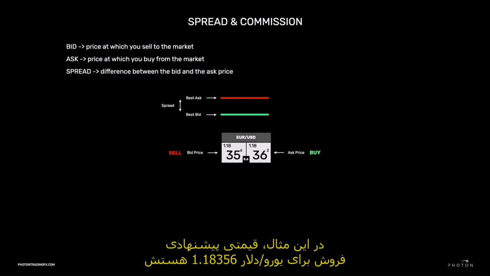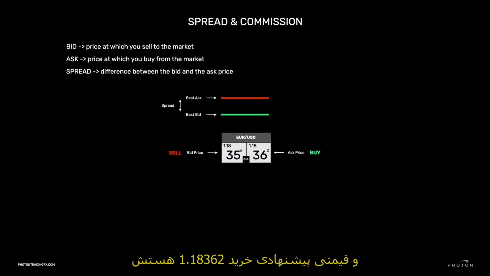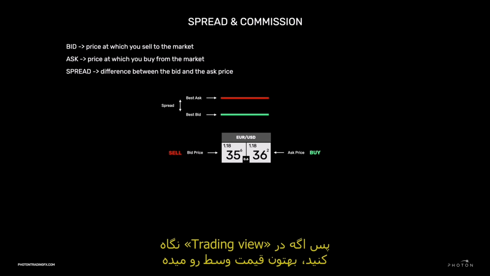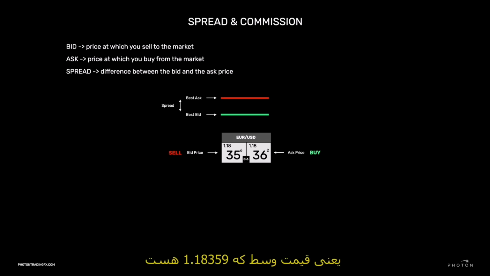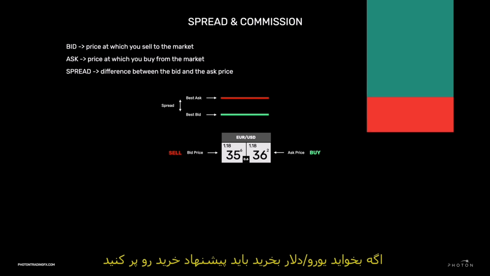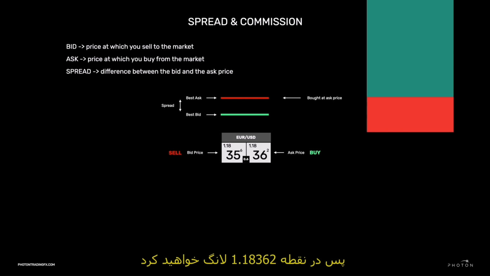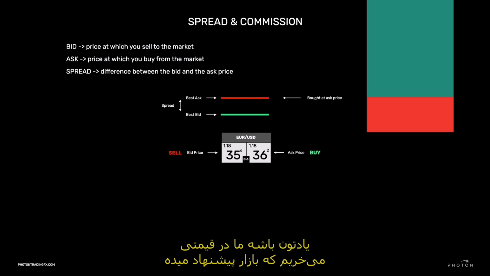In this example, the bid price for euro dollar is at 1.18356, and the ask price is at 1.18362. So just really the difference in the micro pips there, right? So it's a spread of 0.6 pips. On TradingView, if you were to look at this, it would just show the mid price, so halfway between, which it would show is 1.18359. Now, if you were to go long on euro dollar, so let's say you buy euro dollar, then you would be buying at the ask price. So you go long at 1.18362. Remember, we buy at what the market is asking.